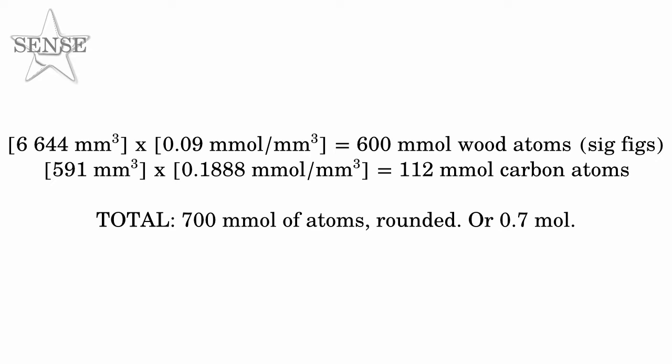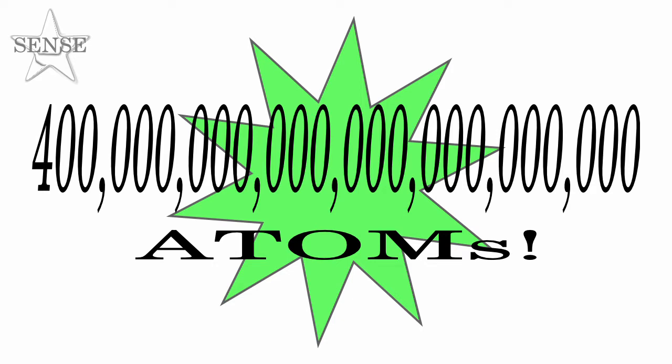Now we need to multiply that 0.7 moles by Avogadro's number, about 6.02 times 10 to the 23rd, to get the total number of atoms in this as this. Now, how big a number is that? It is read as 400 sextillion, or to use the long scale system of numbers common in other European languages than English, some equivalent of 400 trilliards, which arguably sounds much cooler.